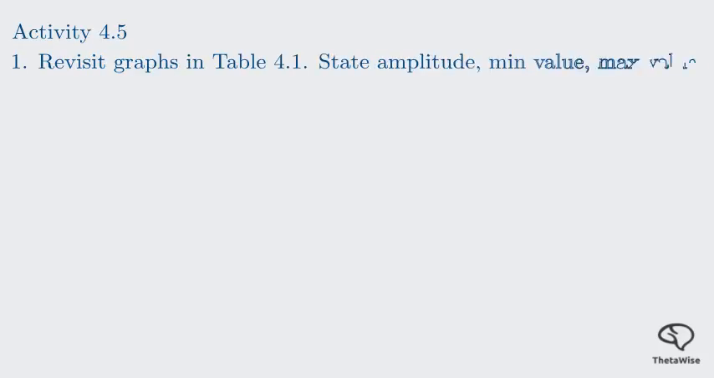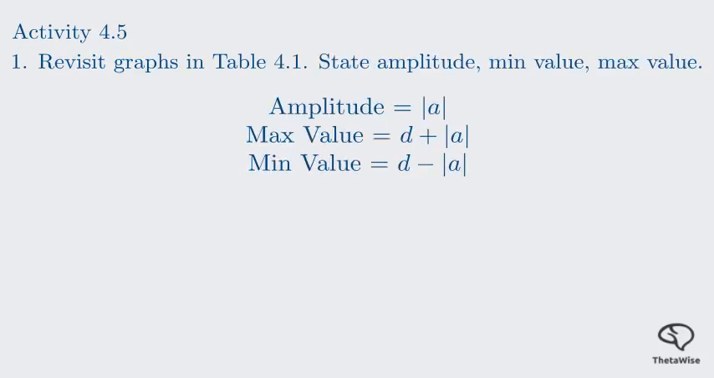Let's move on to Activity 4.5. The first question asks us to state the amplitude, minimum value, and maximum value for each graph from Table 4.1. Remember, the amplitude is the absolute value of A. The maximum value is d plus amplitude, and the minimum value is d minus amplitude.